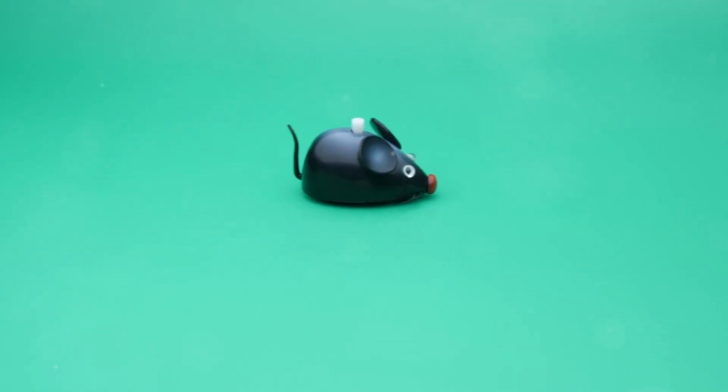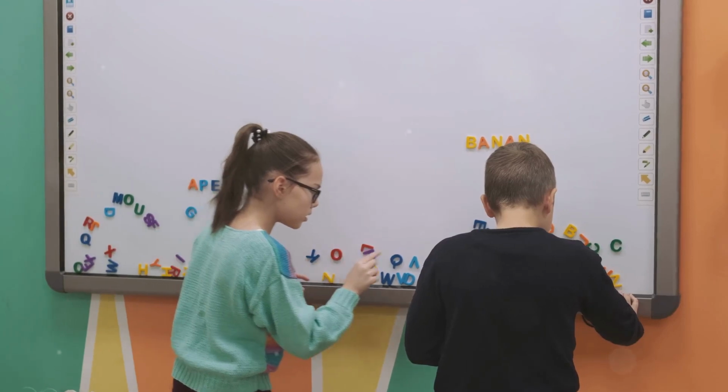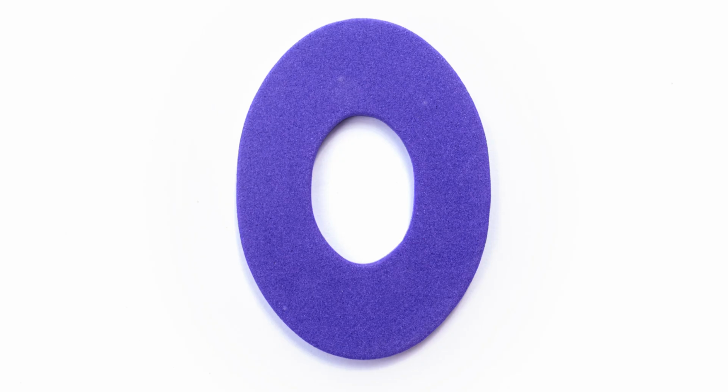Now let's meet I. In Spanish, we say ee, like a squeaky mouse. I is for isla, which means island. Say it with me, isla. Isla, you are doing great, amigos.